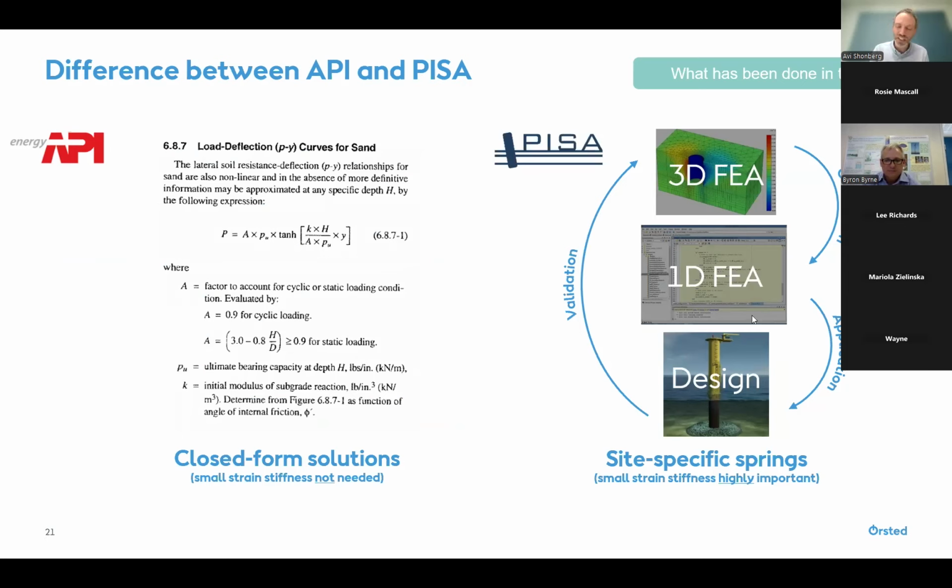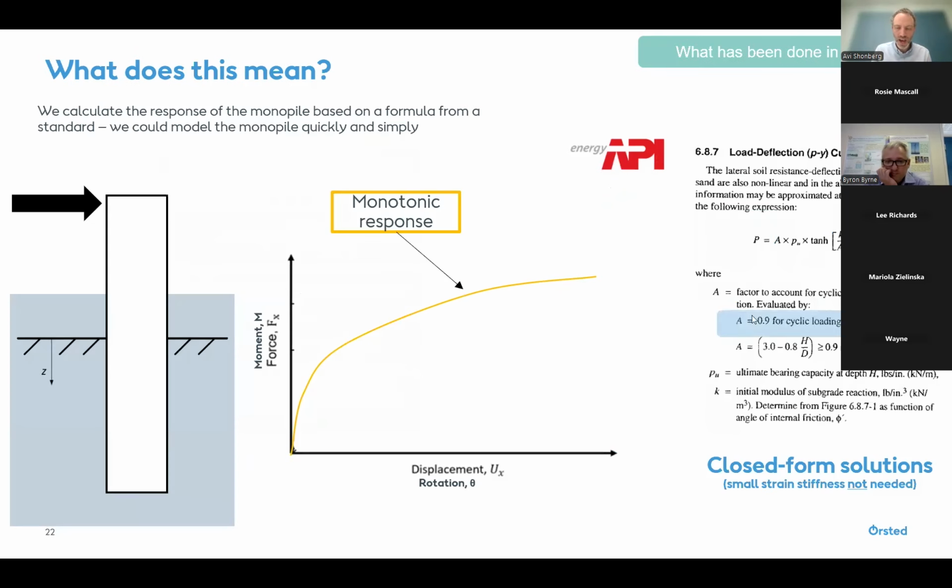We simplified it down into some one-dimensional FEA, so that's finite element analyses, and then we turned that into site-specific design springs. But we went from some formulas to a process. And this really moved us on in leaps and bounds about understanding what was happening, therefore allowing us to optimize these monopiles even more. However, there was a little bit of an interesting leftover from these API PY curves.